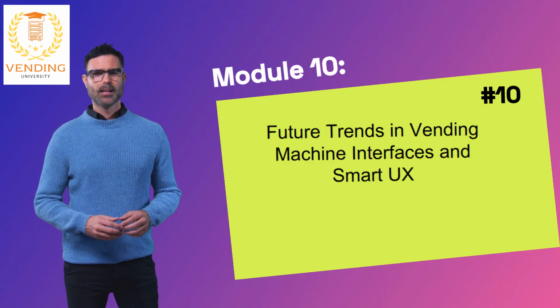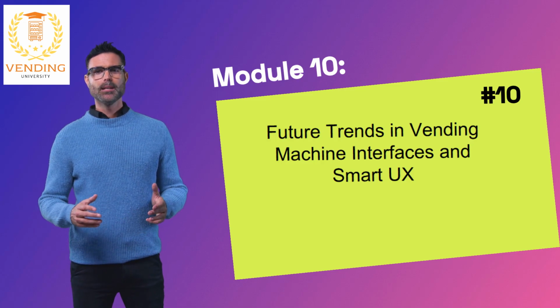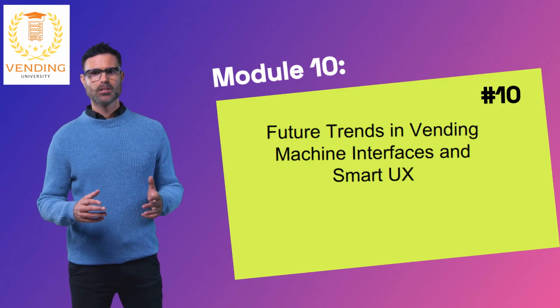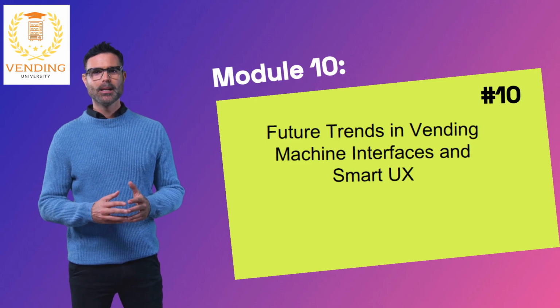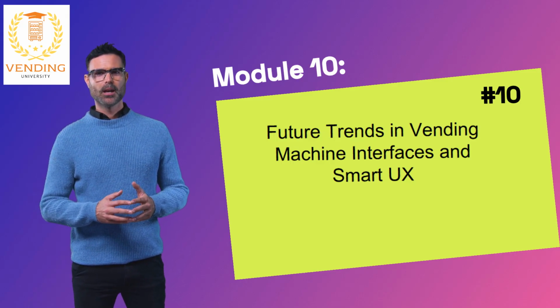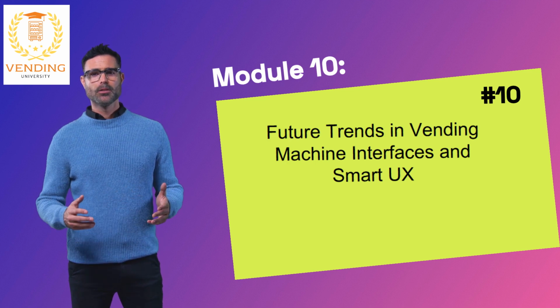These technologies enable machines to learn from user behavior, optimize product recommendations, and personalize the interface for individual users. For example, AI can suggest favorite or complementary items based on previous purchases, enhancing convenience and increasing sales. Adaptive interfaces may also adjust layout and content dynamically based on time of day, location, or inventory levels.